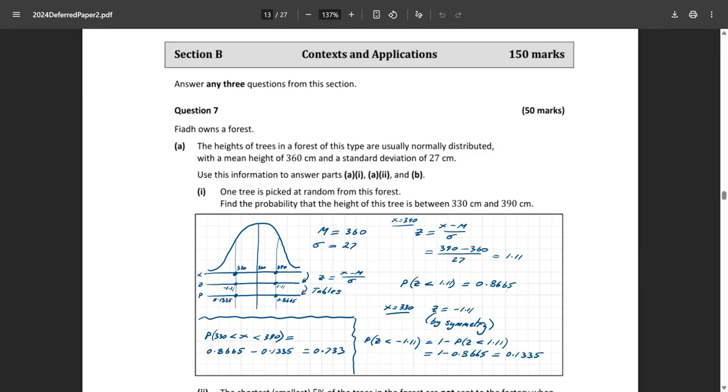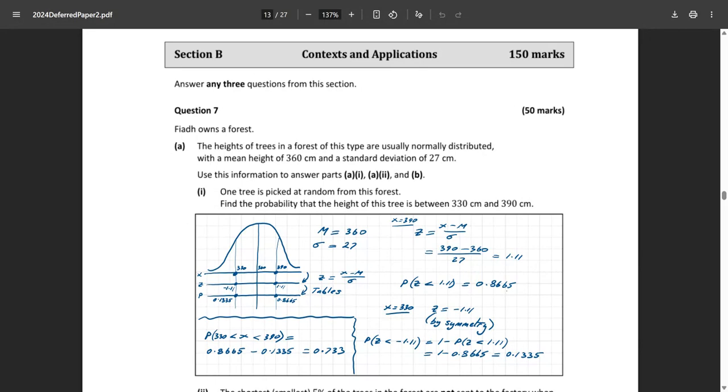This is the 2024 deferred exam paper. It's paper 2 and we're on section B, and this is question 7, which is a question on statistics. And we'll see later as we go on, in particular it's on inferential statistics.